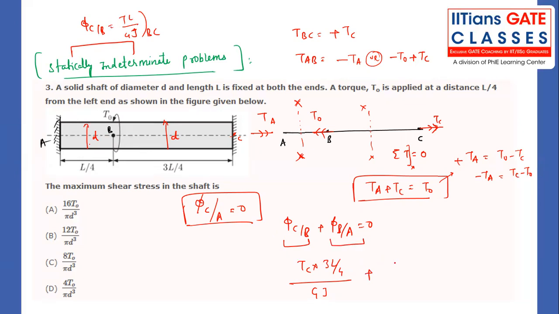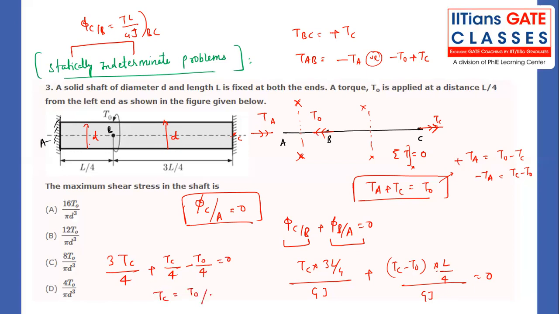Now, what is the TAB? What are the torque which are acting in AB section? TC minus T naught. The length is L by 4 divided by GJ. That will be 0. So 3TC divided by 4 plus TC divided by 4 minus T naught divided by 4, that is equal to 0. So we are observing TC is equal to what? T naught divided by 4. Getting my point? TC is T naught divided by 4.